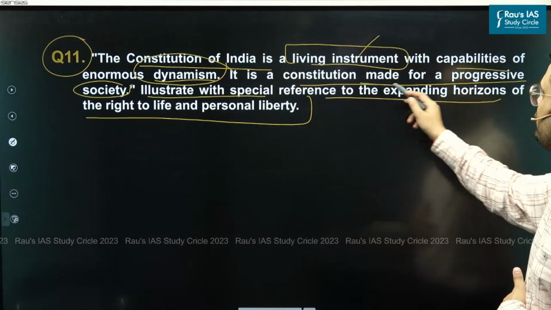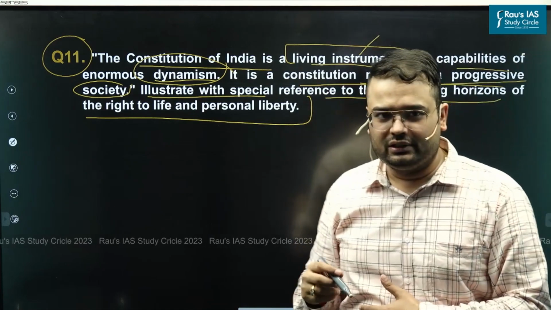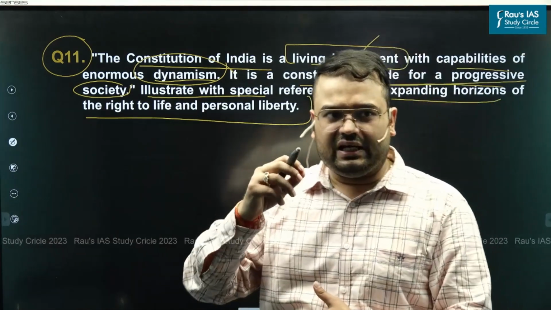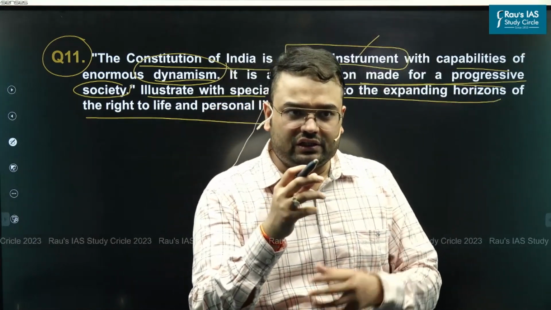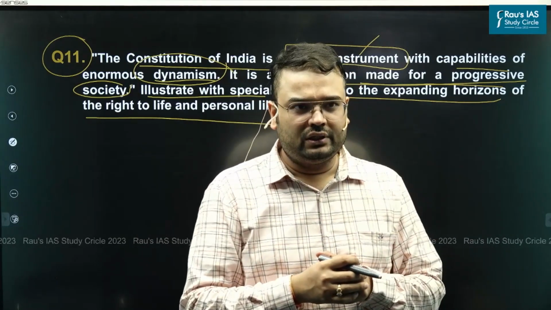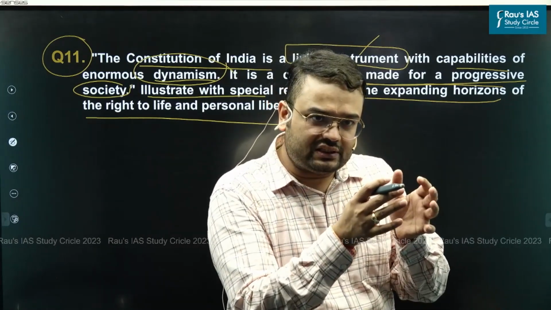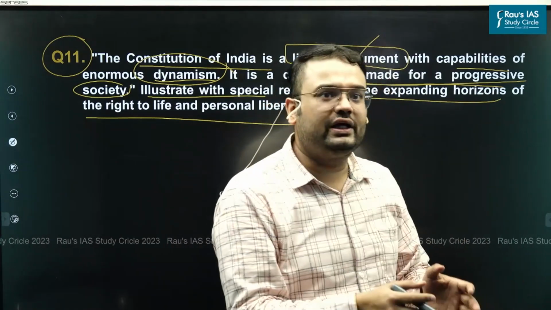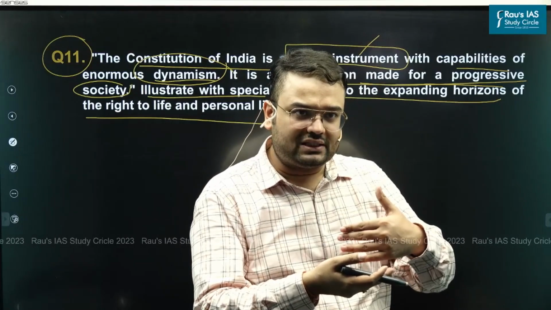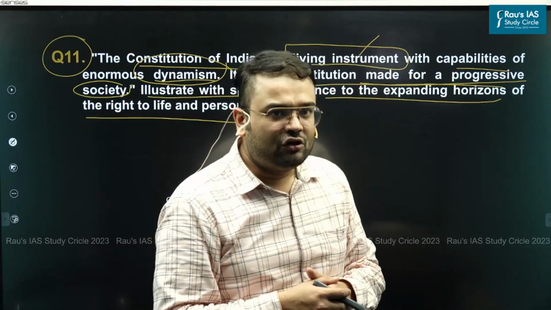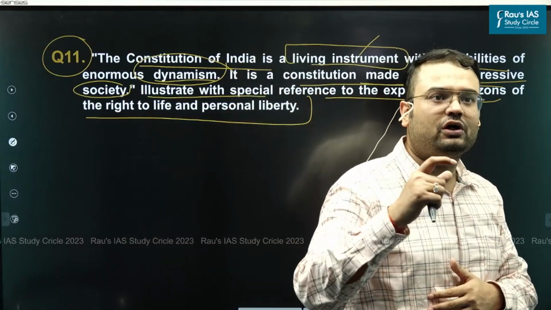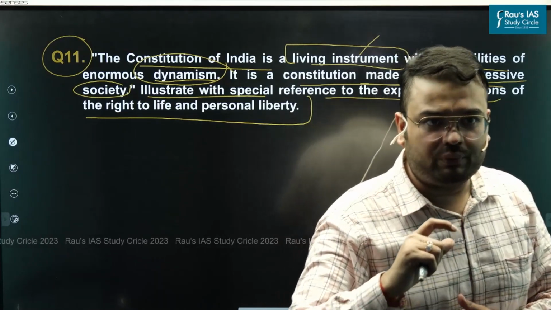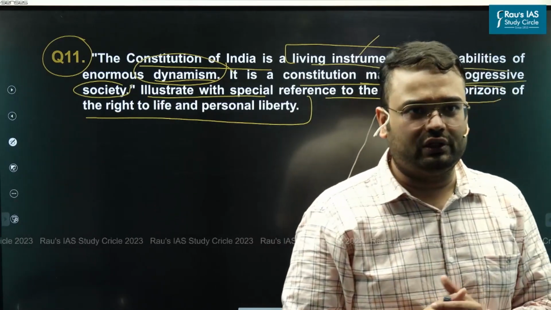It's a constitution made for progressive society. What is the idea? The idea is this constitution is not a static document. It's not a document which essentially explains the state of economy and state of society of India today. It is talking about the goals that we have set for the future. It has talked about how we are going to bring about a social revolution.